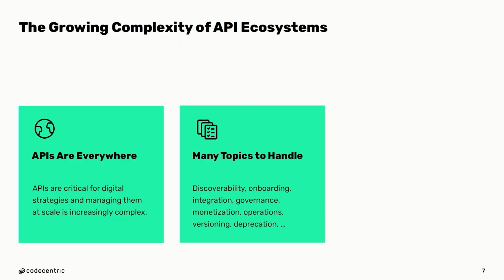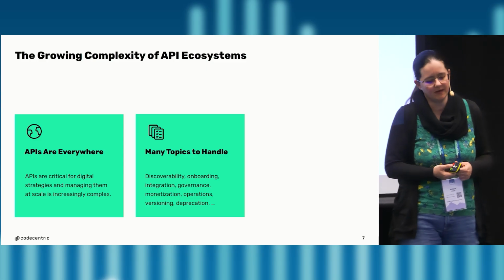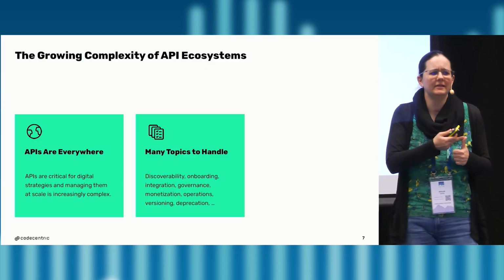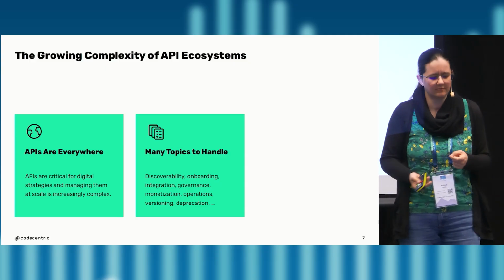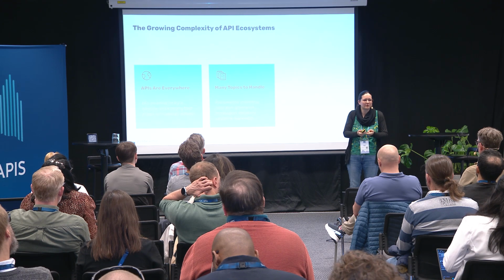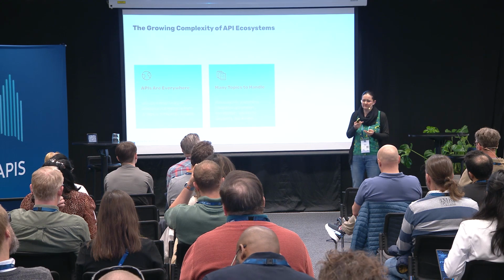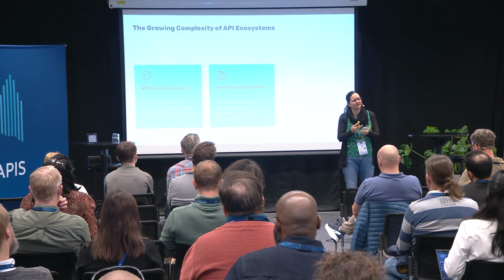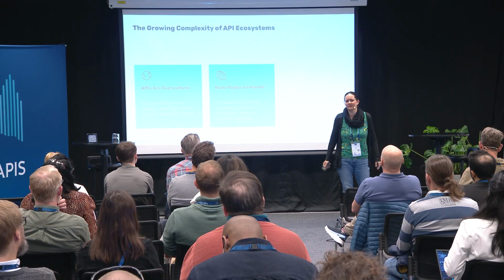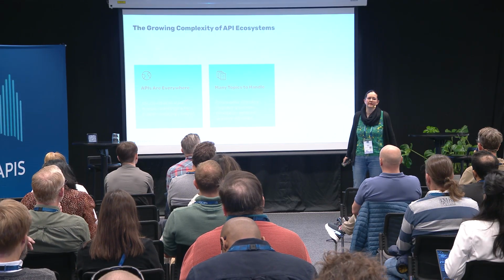And we have lots of topics to handle if we are providing APIs or if we want to consume APIs. We need to handle discoverability. Where do people find it? How do they find it? Where do people find the documentation? How do we describe the onboarding so that it's very intuitive? We have to care for integration, governance, monetization, operations, versioning, deprecation. You know, there's so many topics related to APIs that we somehow have to handle.